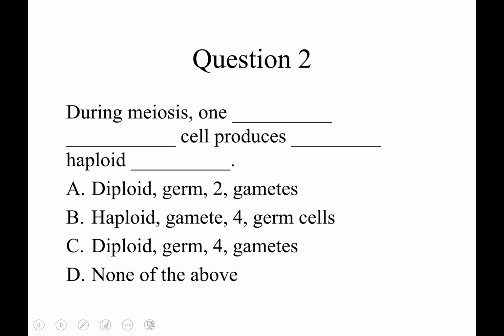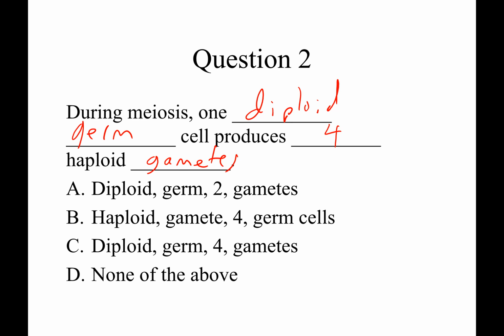Here's question 2. During meiosis, one blank cell produces blank haploid blank. Well, here's the thing. We're starting with a diploid cell. And that diploid cell is called the germ cell. And it's going to produce 4 cells that are haploid and that grow up to become gametes. So what we're looking at here is answer C.